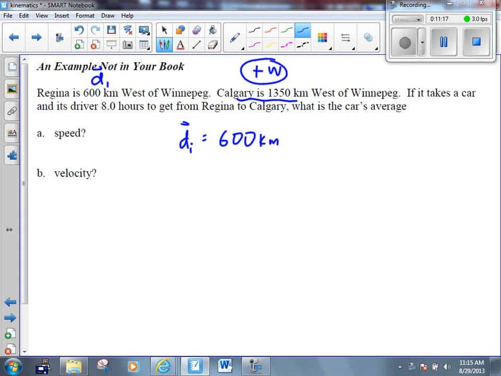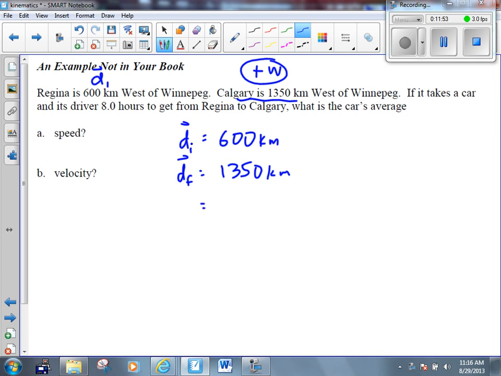All right, Calgary is 1,350 kilometers west of Winnipeg. Is that where Calgary's gone? Its change in position? Or is that where Calgary is? Calgary is in a particular spot. It's its position, right? The position of Calgary relative to Winnipeg. We're going to call that DF. The final position of this driver is 1,350 kilometers.